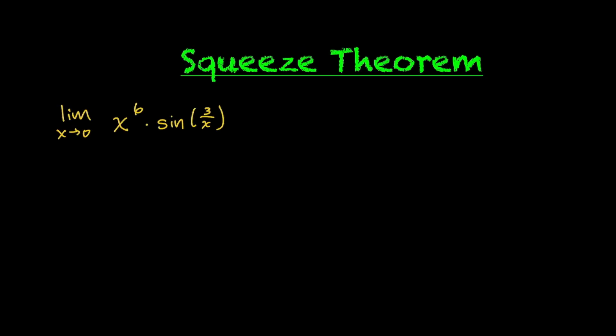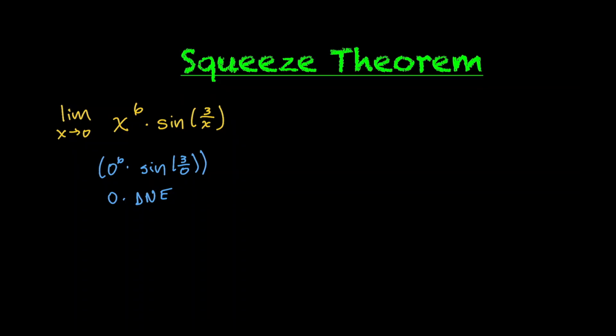Finally, let's examine one more technique called the squeeze theorem. Now here, direct substitution doesn't quite work because if we plug in, we're going to get 0 to the 6 times sine of 3 over 0. And 0 to the 6 is just 0, but sine of 3 over 0, well, 3 over 0 is an infinite limit, and sine, as you go to infinity, just goes up and down forever, so that limit doesn't exist. And 0 times doesn't exist, we really don't know what that does. That's not part of our little flow chart on how to do these limits.